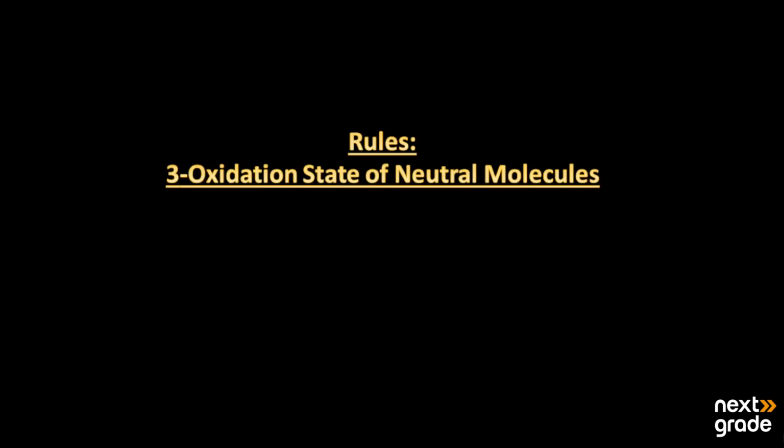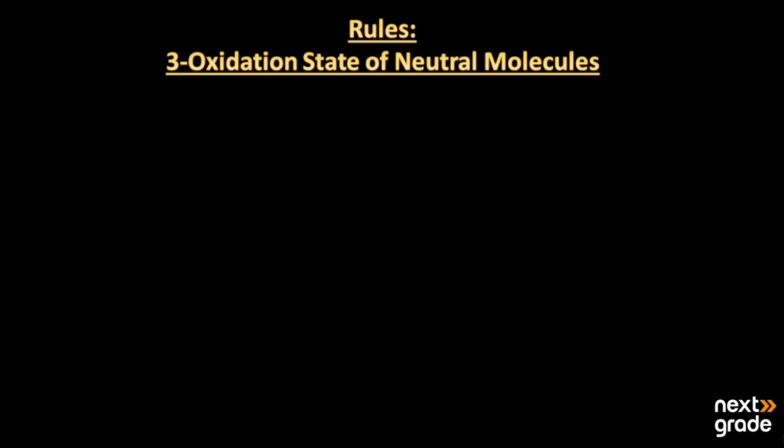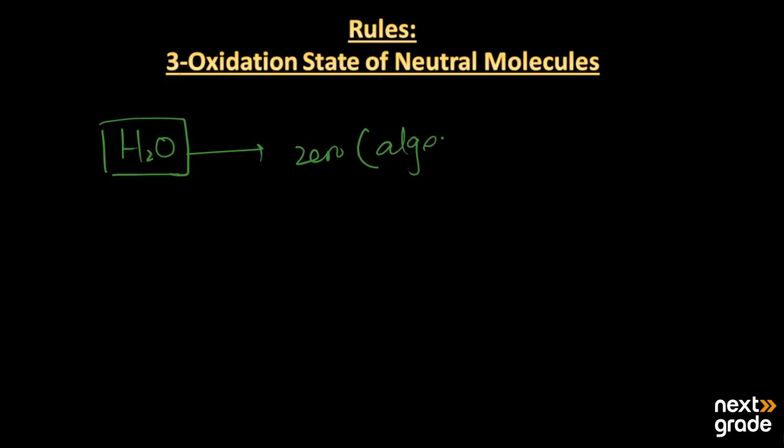Then we have the third rule, which is the oxidation state of a neutral molecule. Likewise, if we have a molecule like H2O, what will be the oxidation state? The oxidation state of this molecule will be 0, as we take their algebraic sum, and their algebraic sum will be equal to 0.